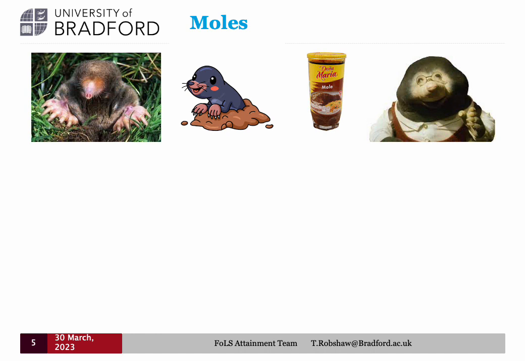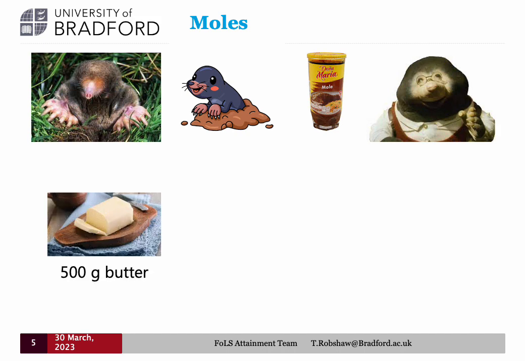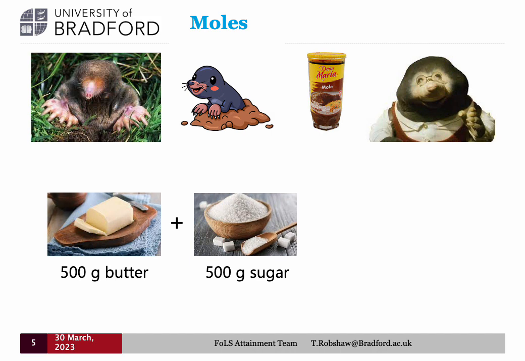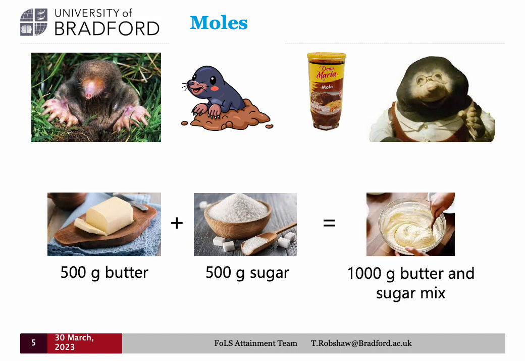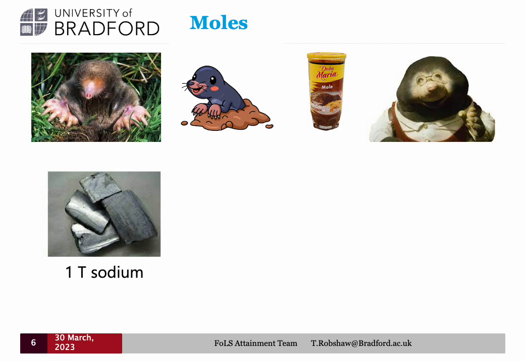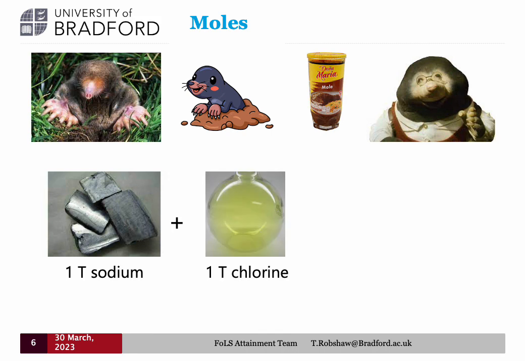So for example, let's imagine you're going to make a cake. Most people like cake. So the recipe will tell you to mix, say, 500 grams of butter with 500 grams of sugar. If you do that, then you'll get part of a cake mix that weighs 1000 grams. So applying that concept to a chemical reaction, you might think that if you've got a ton of sodium, a ton of chlorine, if you react those quantities together, what you might end up with is 2 tons of sodium chloride salt. Of course, this is categorically not the case.